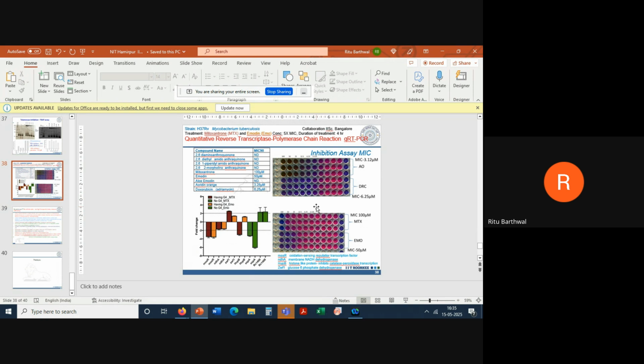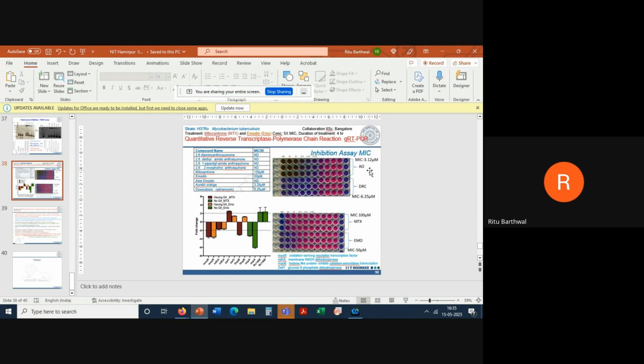So what we did is we took the same compound, mitoxantrone, and we took emodin. Emodin is found in the aloe vera plant. We took mitoxantrone, MTX, and emodin, and we tried to find out the minimum inhibition. Again it's the same, pink color becomes blue color and so on. So we find out whether this is killing bacteria or not. Whether our compound is killing or not, the inhibition assay is what we have done, like your MTT assay. The only thing is that we have taken tuberculosis bacteria.